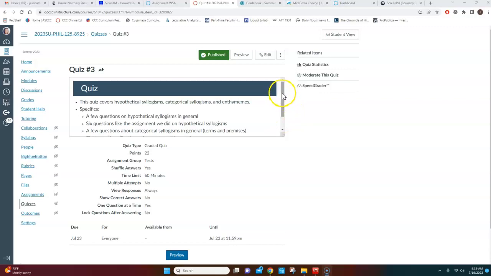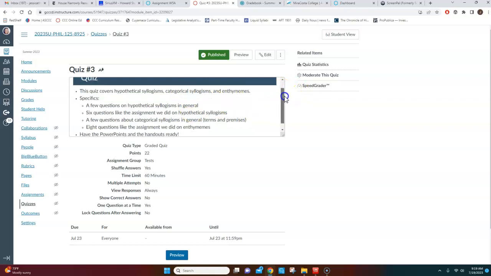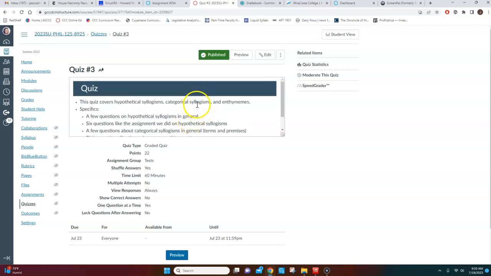This quiz number 3 covers hypothetical syllogisms, categorical syllogisms, and enthymemes. You'll get a few questions on hypothetical syllogisms in general, and then 6 questions like the assignment we did on hypothetical syllogisms, and then a few about categorical syllogisms in general, meaning terms and premises, and then 8 questions like the assignment we did on enthymemes. Have your PowerPoints on these and your handouts ready, and you have 60 minutes for this one.